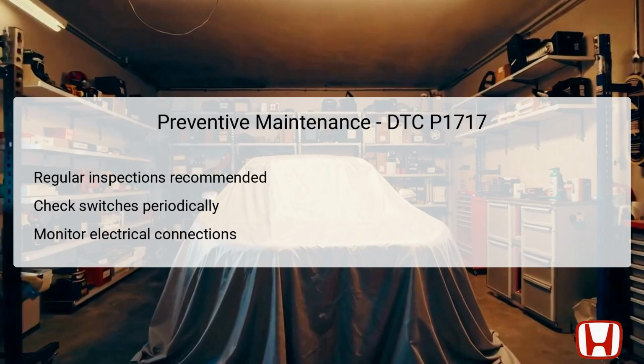Preventive maintenance is a vital aspect of ensuring that issues related to DTC P1717 are kept at bay. Regular inspections of the vehicle's electrical circuits and components can reveal early signs of wear or potential failure. It's also wise to periodically check the transmission range switch and its associated wiring to prevent any electrical disruptions.